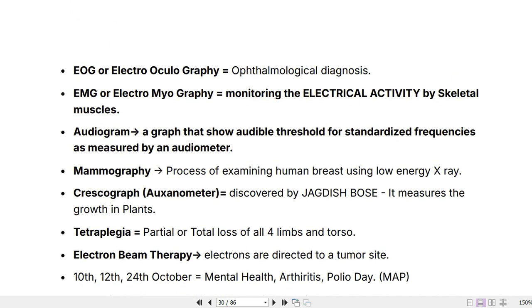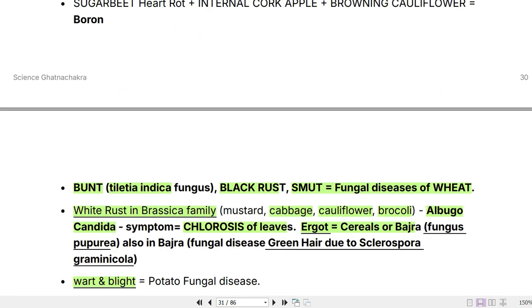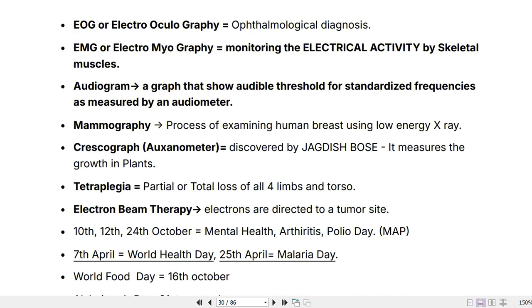All right. Then I think this is the last page. So EOG is electrooculography. It is related to ophthalmological diagnosis, eyes. Then EMG is electromyography, that is related to the electrical activity of skeletal muscles. So that's something to remember because this is something new. I will come back to that. Electromyography.